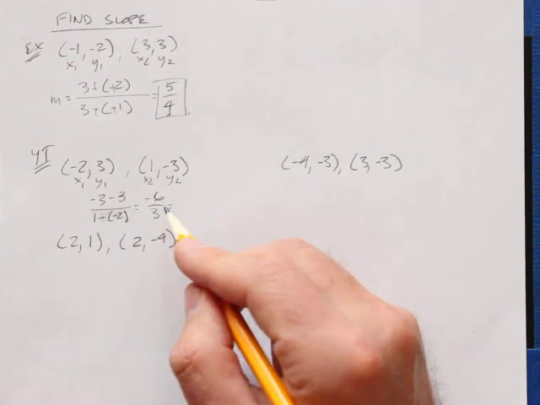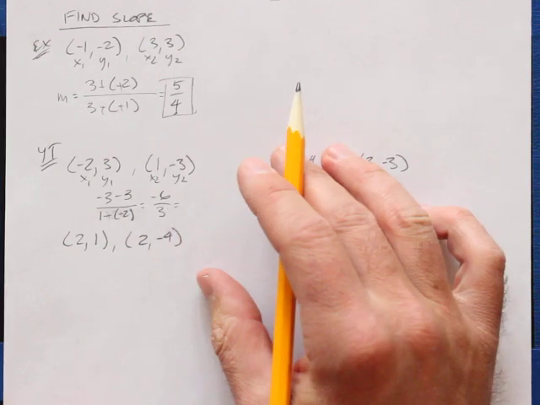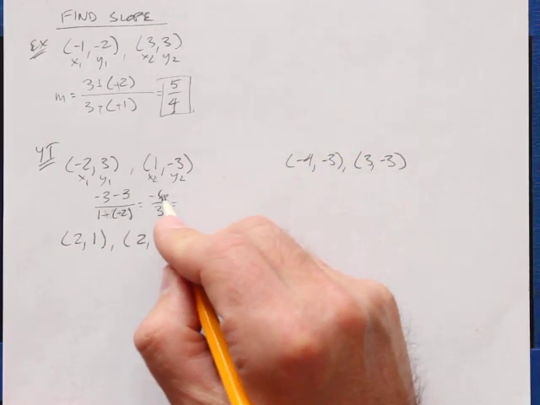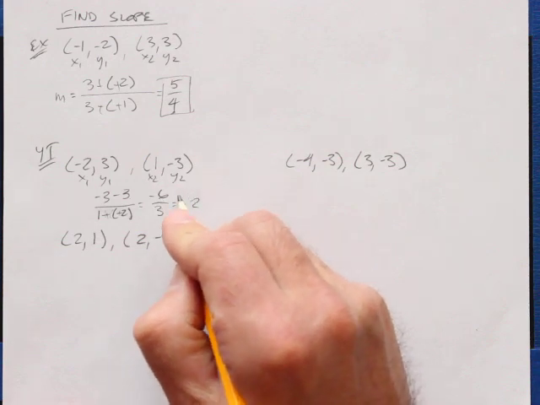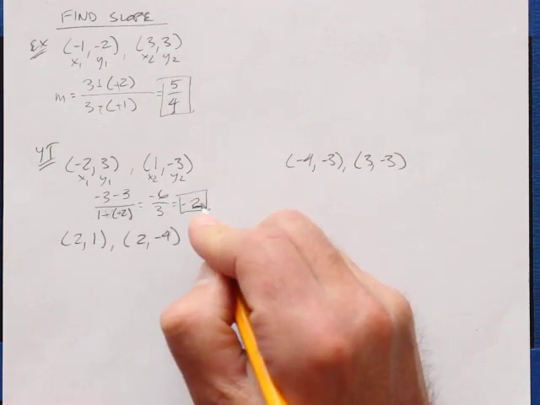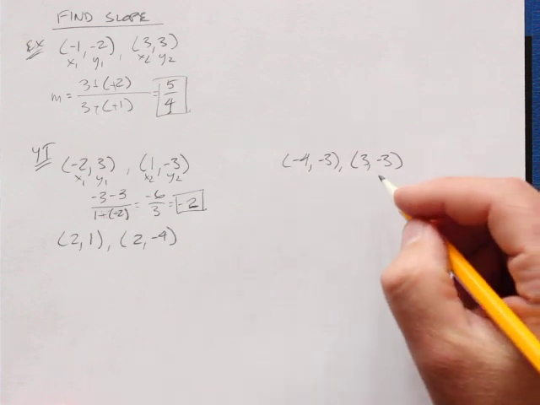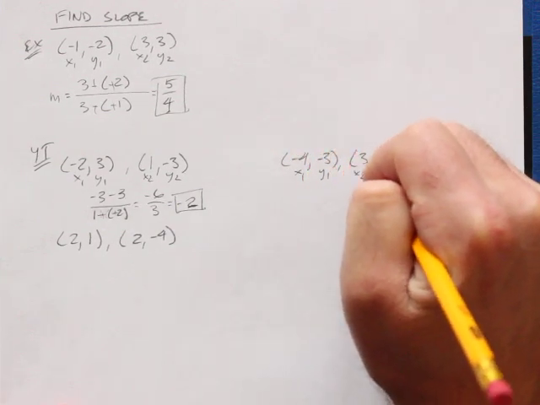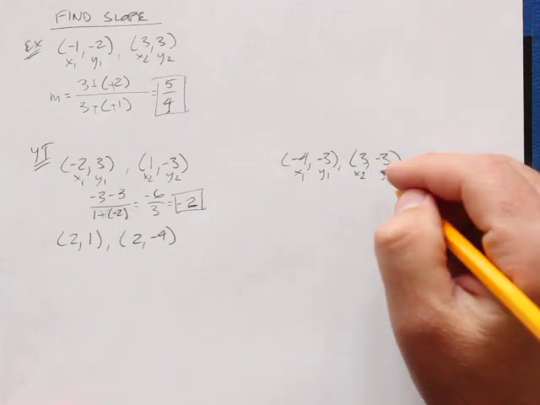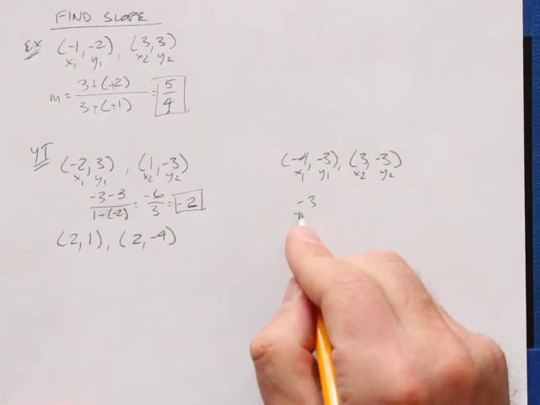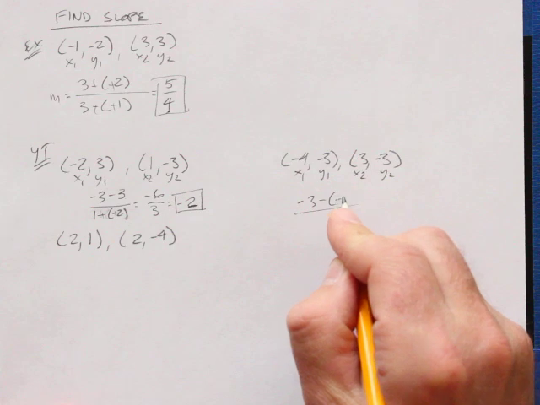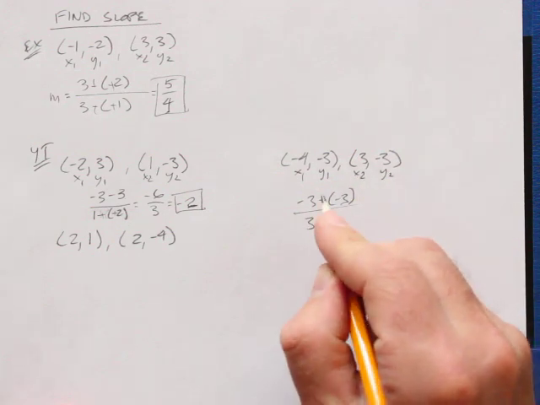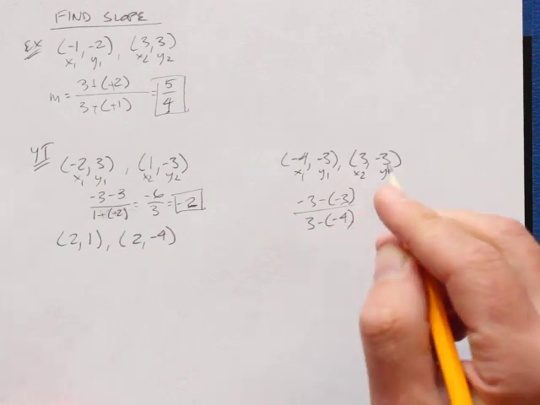And then if I get a fraction here that I can reduce, I need to reduce it or simplify. -6 divided by 3 is -2. My slope is -2. Now let's look at this one. x1, y1, x2, y2. Always label first. y2 is -3 minus y1, which is -3. x2 is 3 minus a -4.